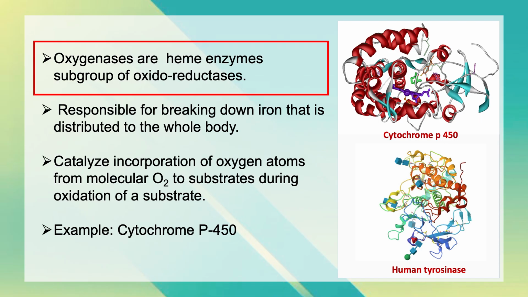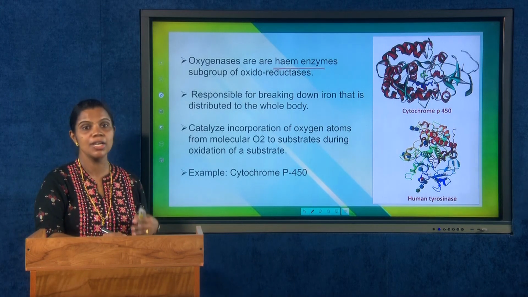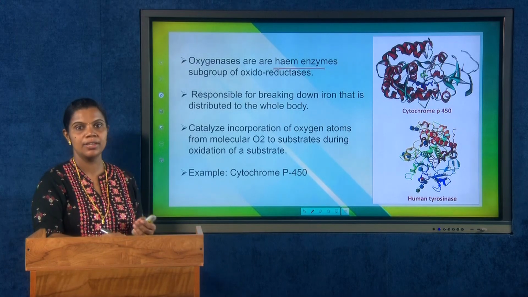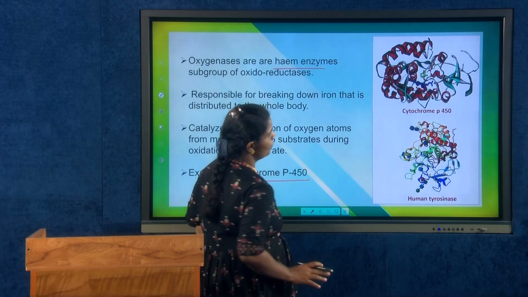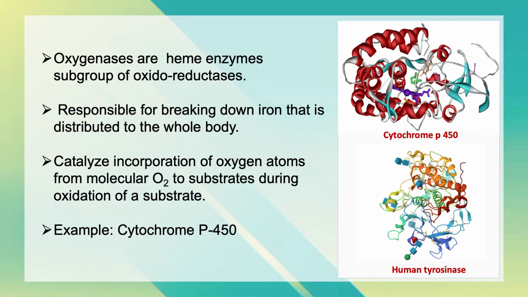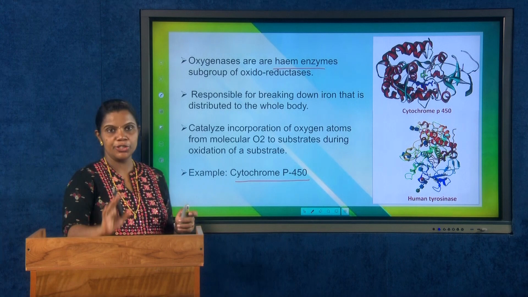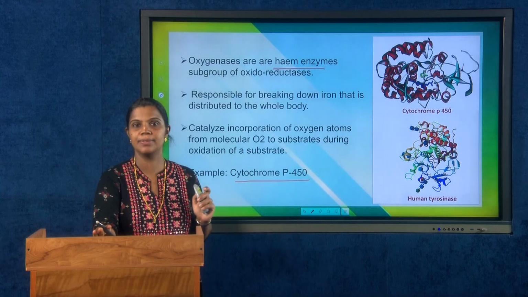It is responsible for breaking down iron, which is distributed all over the body. It also catalyzes the incorporation of oxygen atoms from molecular oxygen to substrates during the oxidation of the substrate. Another example is the cytochrome P450. This is the structure of cytochrome P450, and this is the structure of human tyrosinase enzyme. You should remember that oxygenase enzymes are usually heme containing enzymes.